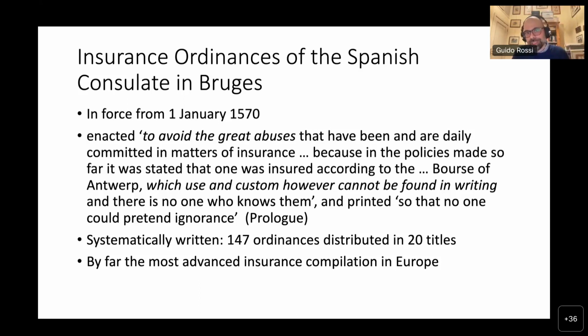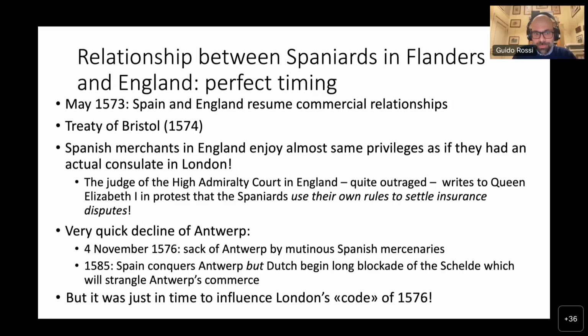Spain and England were not exactly best of friends in this period. Actually, Spain even tried a few years later to invade England. So really, they were not great pals, but only for a couple of years, from 1574 till 1576, relationships improved between Spain and England. And this is just the time in which London merchants needed a blueprint in order to write their own ordinances.